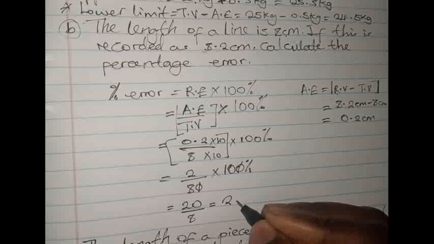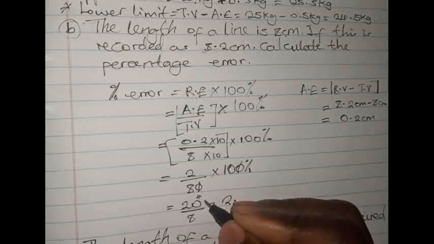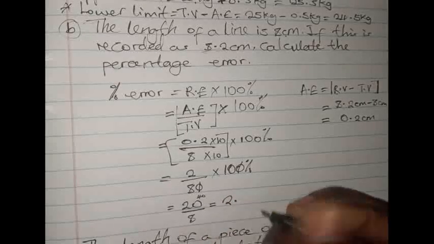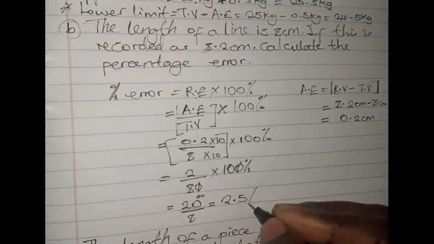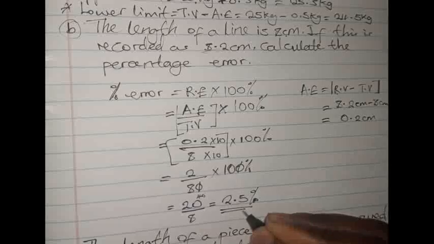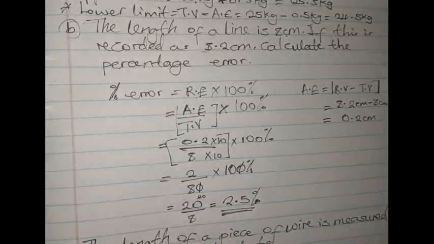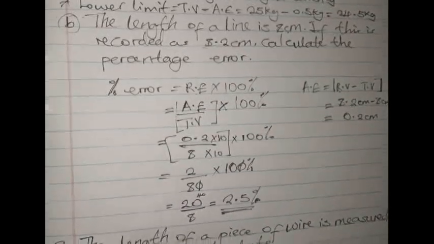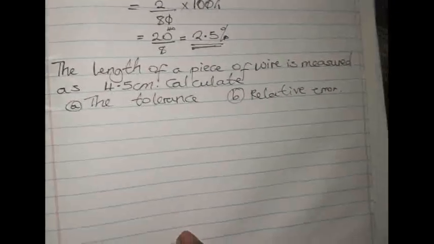times, remainder a 4, that 4 add a 0, 8 into 40, it's a 5. So this is our answer, simply 2.5%. We go to the last question. Okay, this is our last question.